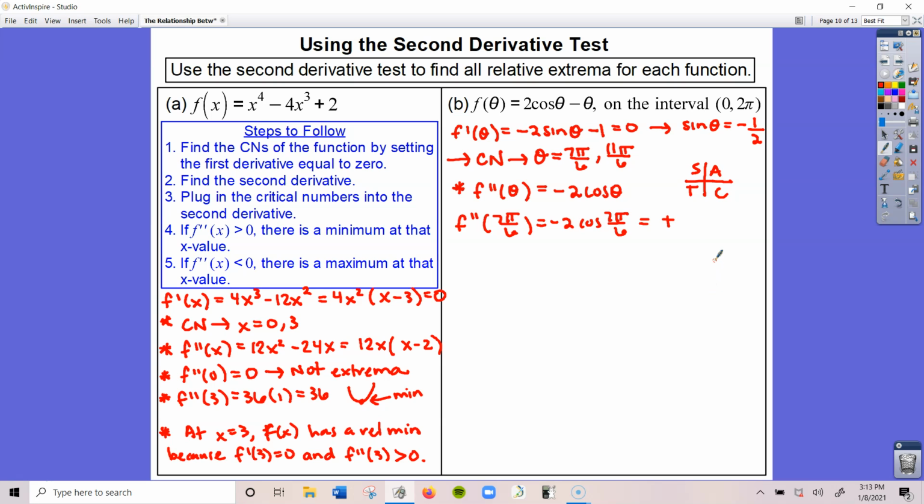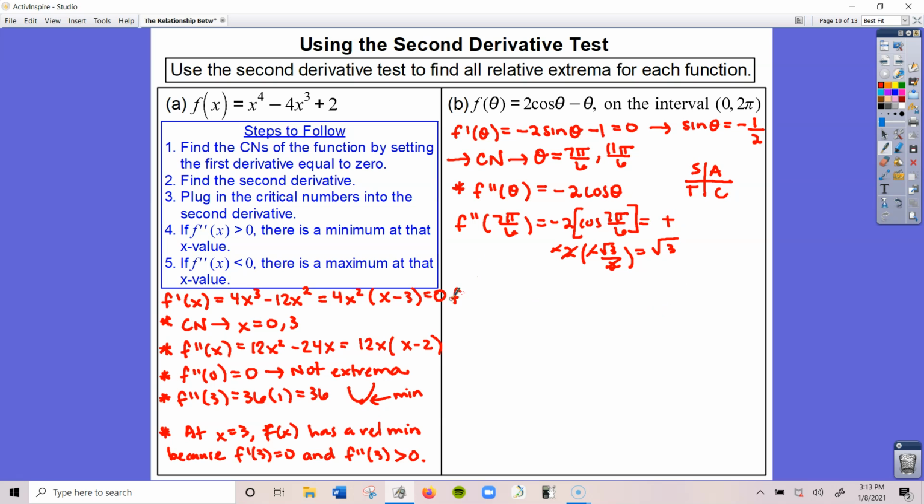If you have those values memorized, you would just do negative 2, and the cosine of 7 pi over 6 is going to be negative square root of 3 over 2, which the 2's would cancel, and so would the negatives, giving me a positive square root of 3. But if you know that 7 pi over 6 is in quadrant 3, we already know that this value here is negative. That's why I just did negative times a negative. I know it's positive.